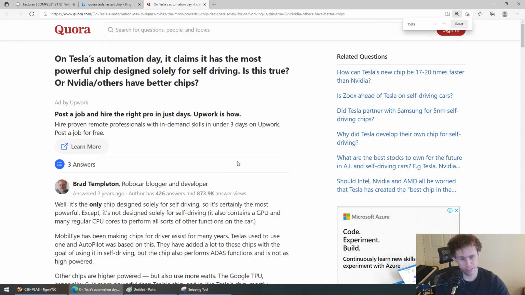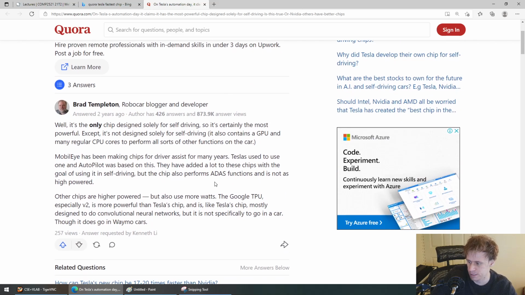I remember this was really interesting because Tesla were claiming, we have the fastest chip in the world, the fastest computer for self-driving cars. And someone asked the question, isn't there graphics cards and stuff that are really quick? Surely there are higher-end graphics cards than a Tesla. Surely the computer in a car is not faster than all the other graphics cards and all this stuff.